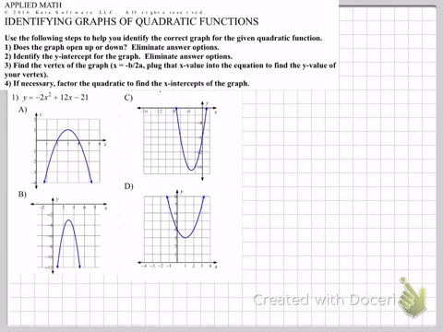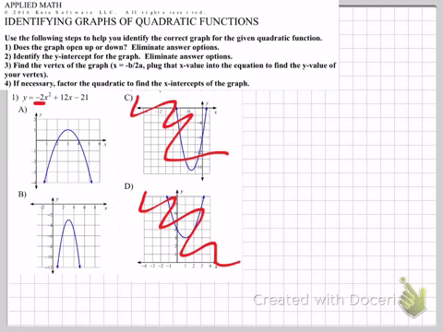So let's start from the beginning. We want to identify, does the graph open up or down? We see how there's a -2 in the front. That means our graph has to open down. So we can eliminate C and D. So now we have only 2 of the 4 choices left. Let's go on with the next step.